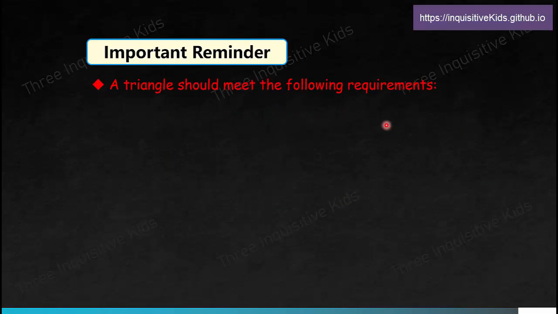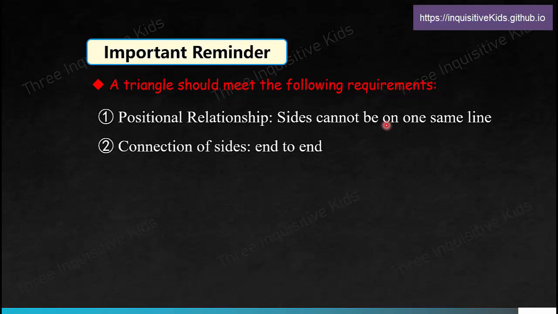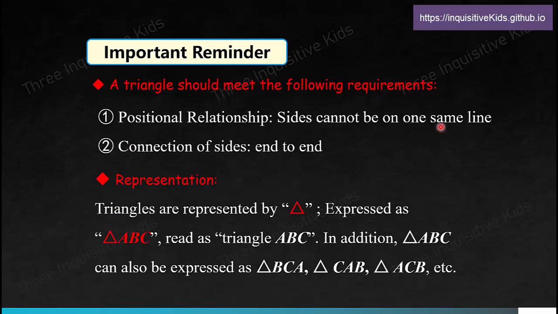Important reminder. A triangle should meet the following requirements. 1. Positional relationship. Sides cannot be on the same line. 2. Connection of sides, end to end. Representation. Triangles are represented by a little triangle sign, expressed as triangle ABC, read as triangle ABC. In addition, triangle ABC can also be expressed as triangle BCA, triangle CAB, triangle ACB, etc.